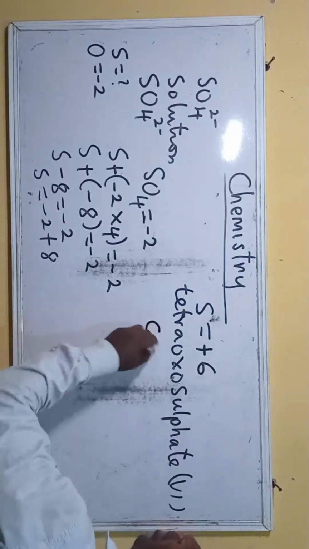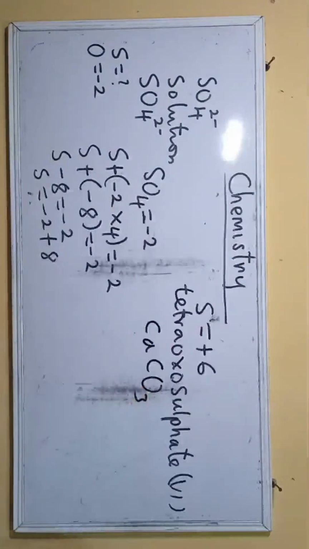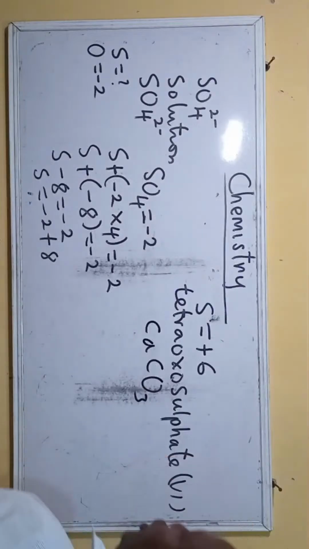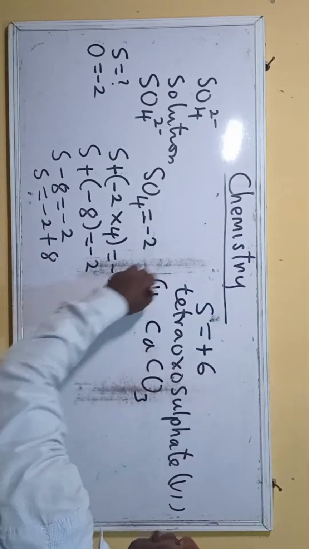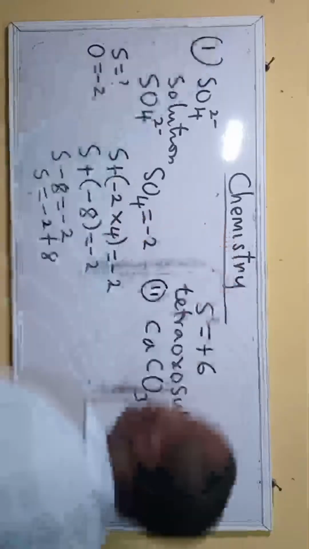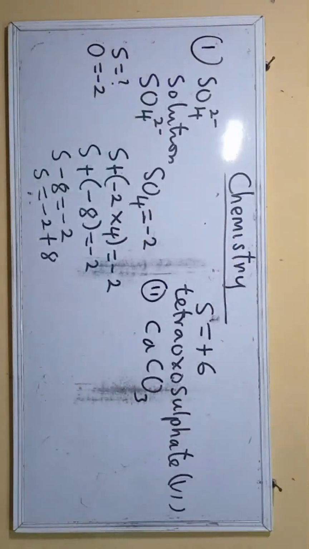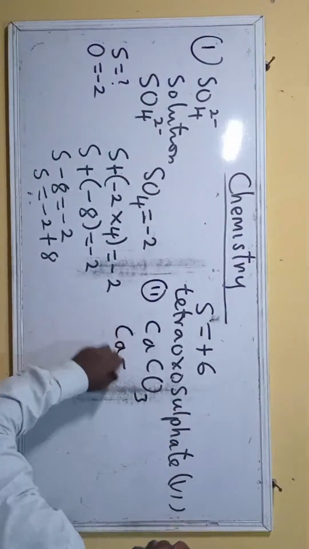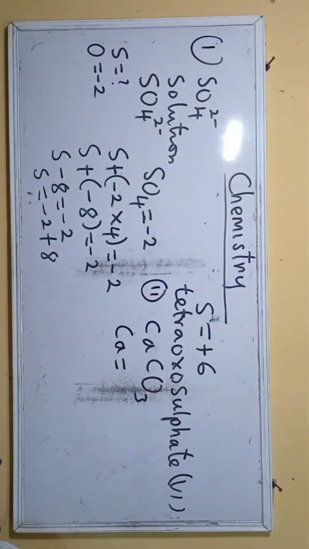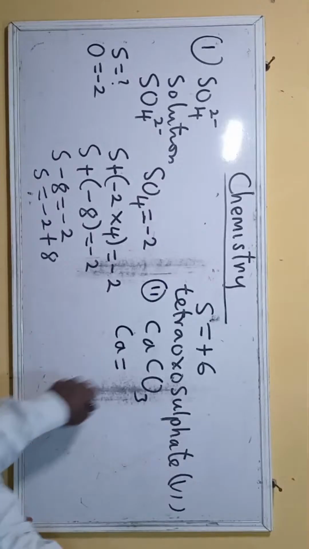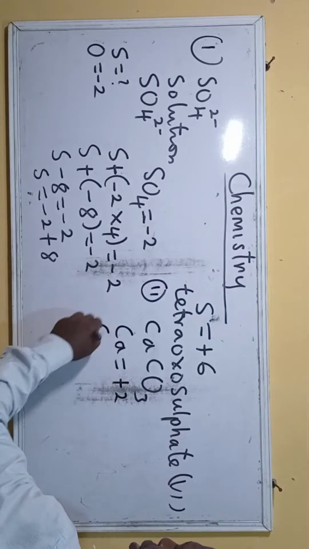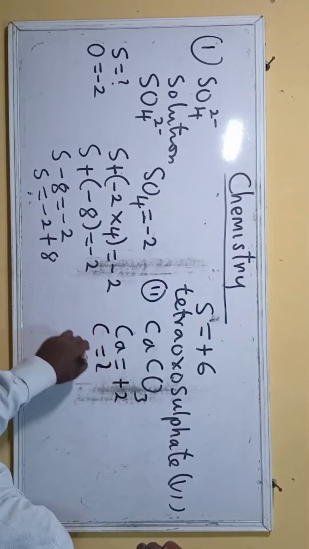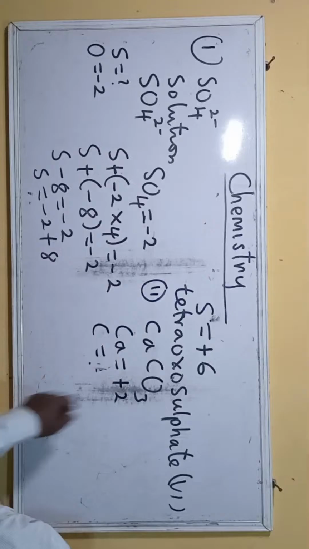If you come across something like this, CaCO3, how will you name it? Remember the oxidation number for calcium is +2. Let's assume this is number 1. The oxidation number for calcium is what? Calcium will be +2. I think I've solved this.